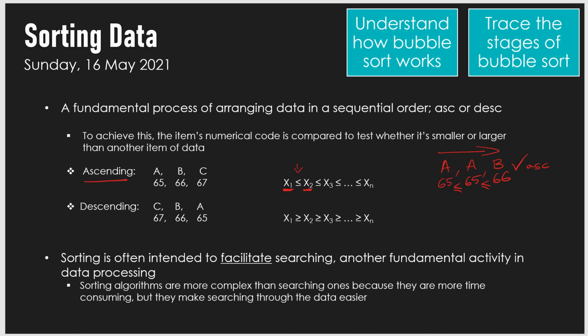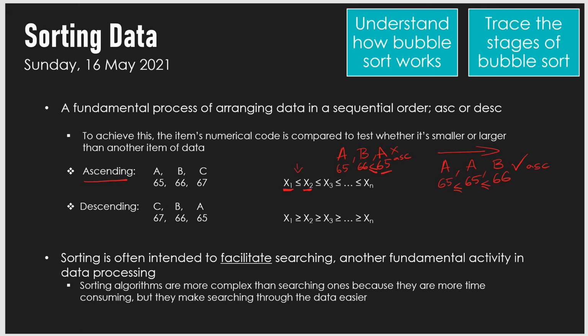If one of the numerical values for these items doesn't match this formula of being less than or equal to the next item on the right-hand side, then you do not have an ascending ordered list. So for example, if you have A, comma, B, comma, A, so we have 65, 66, 65, we can see that the second number here is neither less than nor equal to the next item on the list. So this would not be an ascending list.